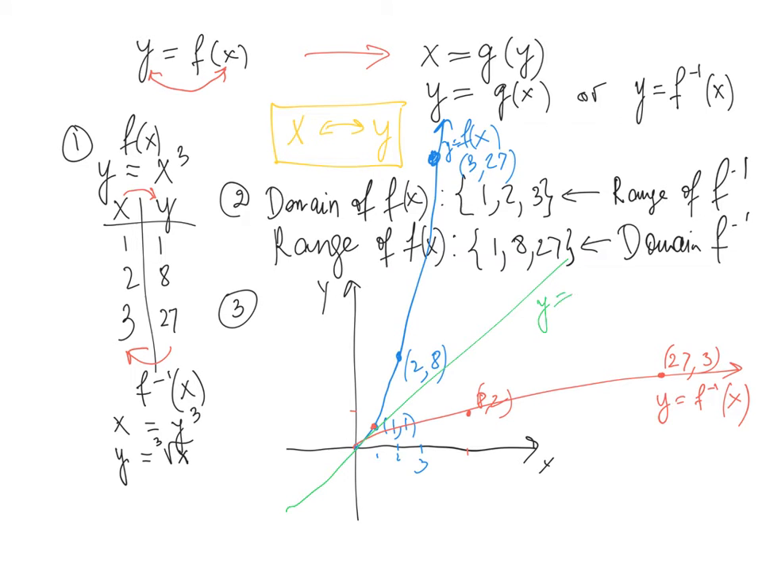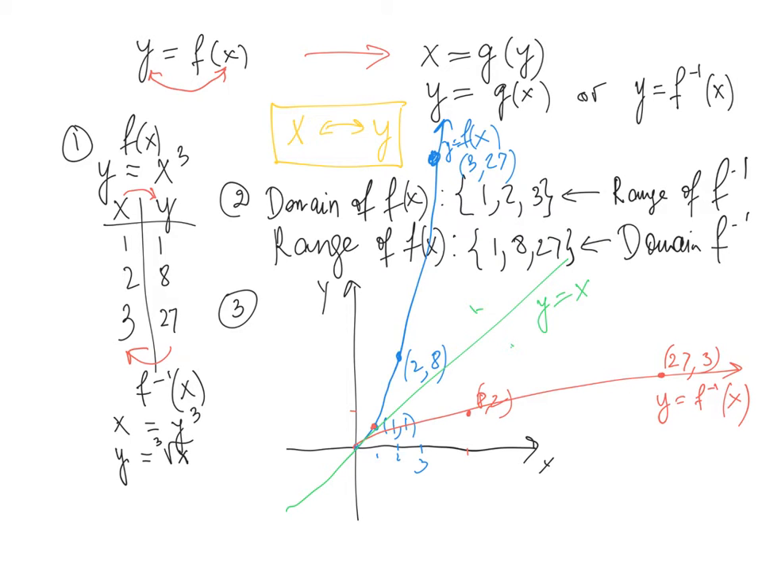This is the line where y and x are equal. And everything reflecting over this line, that's what happens. X and y switch their roles. So, big idea: the graphs of inverse functions are symmetric with respect to the y equals x line.